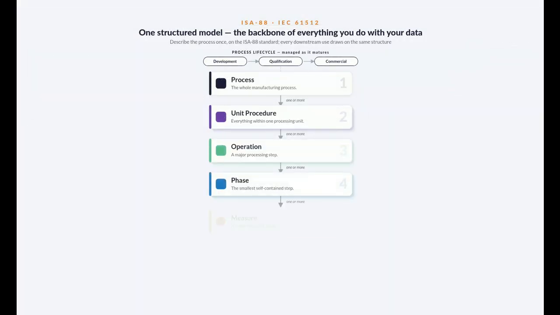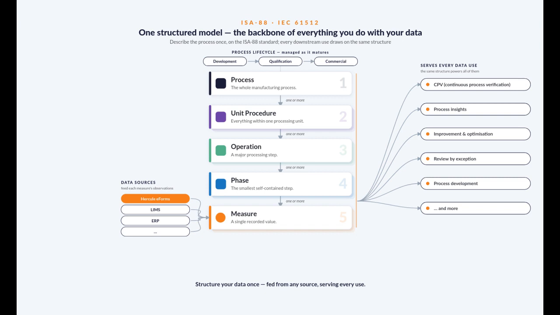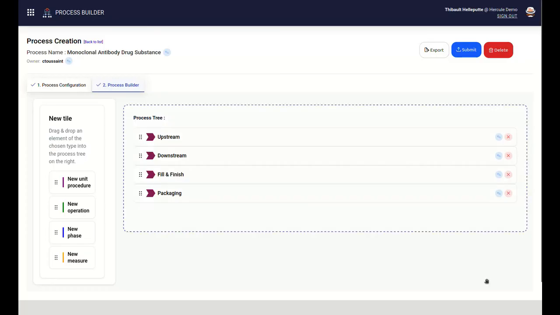Your manufacturing procedure is broken down into unit procedures, then operations, phases, and the individual measures recorded during manufacturing. This hierarchy is the backbone of everything. CPV analyzes, dataset construction, process visualizations all trace back to it.